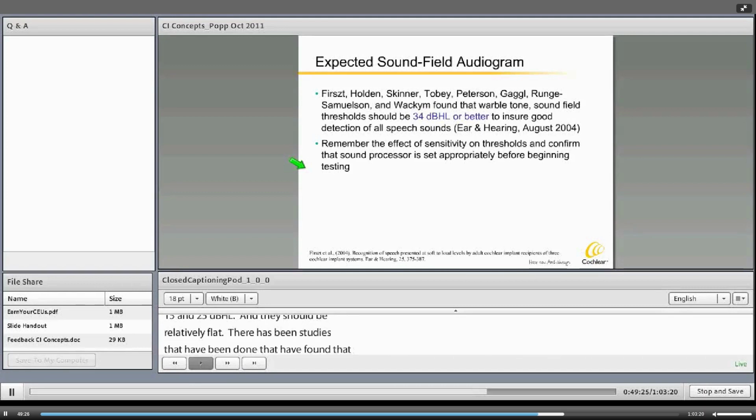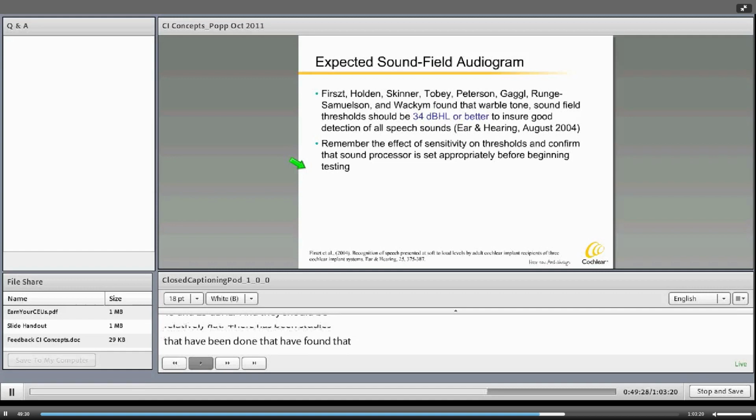From a sound field audiogram standpoint, what we typically see with a cochlear implant are thresholds between 15 and 25 dB HL, and they should be relatively flat. There have been studies that found those thresholds really need to be at least 35 dB or better to ensure good detection of all speech sounds. And again, what we're seeing with the current systems is definitely better than that.